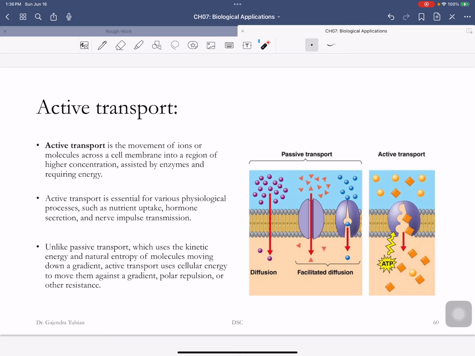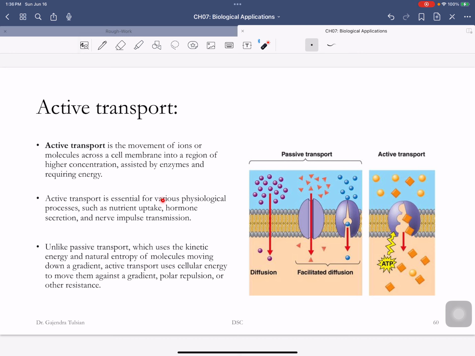So active transport is the movement of ions or molecules across the cell membrane into a region of higher concentration. So active transport is transporting material from lower to higher concentration. And this requires energy. Okay, so when you absorb nutrients and so on, you need active transport. It is assisted by enzymes and requires energy. Okay, so this process requires energy.